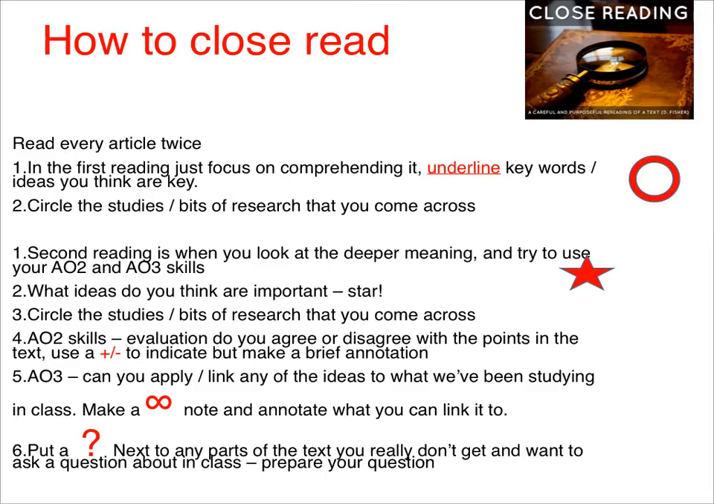Just to make sure you're very clear about what I mean by all these different symbols and how to actually close read, I'll run through it very quickly with you, but I don't mean to be patronising. So the key thing is to read every article twice. In the first reading, it really is just focusing on comprehending what the article's trying to tell you and to try and achieve basic understanding and knowledge, which is about your AO1 skills, which we'll talk about in class.